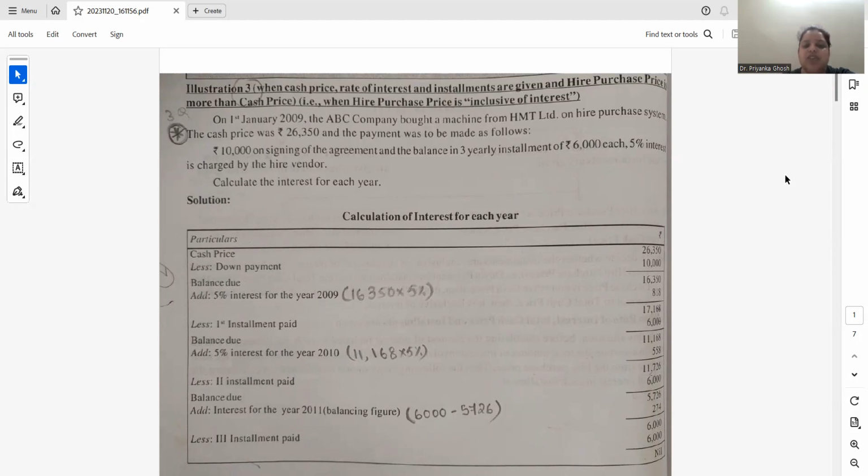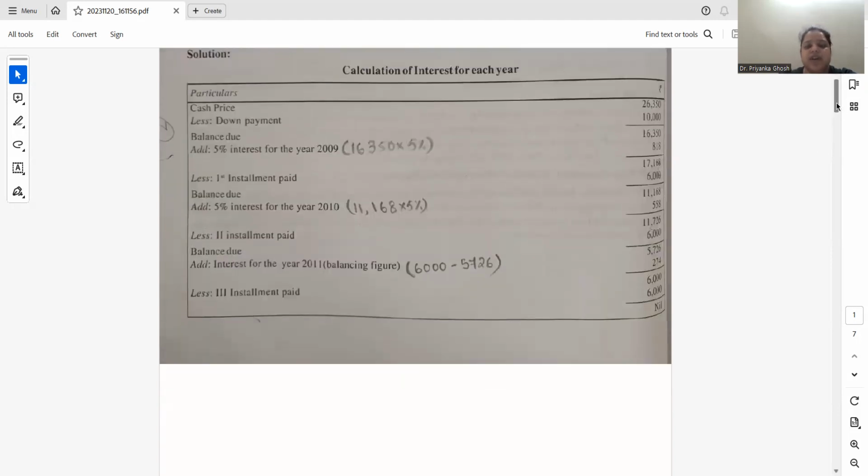In this problem, we need to calculate the interest. We will do the calculation on a statement basis with two columns: particulars and amount. Let's start with the cash price, which the question gives as 26,350. When calculating the interest, first from the cash price we deduct the down payment, which is 10,000.